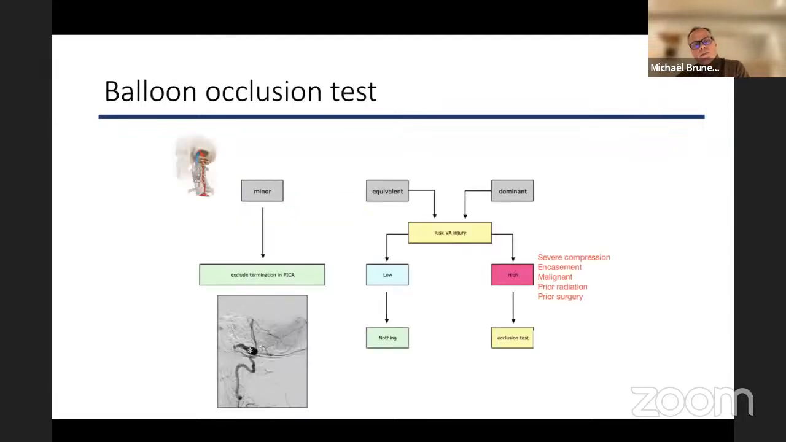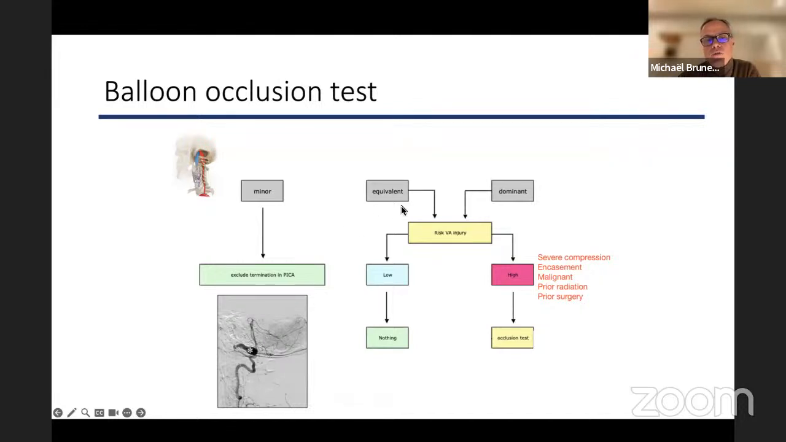An important aspect that also has to be discussed when you expose a vertebral artery at the cervical level or craniocervical junction level is when to perform a balloon occlusion test. In some conditions, it has to be performed. If the vertebral artery is minor, less developed, as I said before, you just have to extrude the termination into a PICA to avoid a Wallenberg syndrome in case of sacrifice.